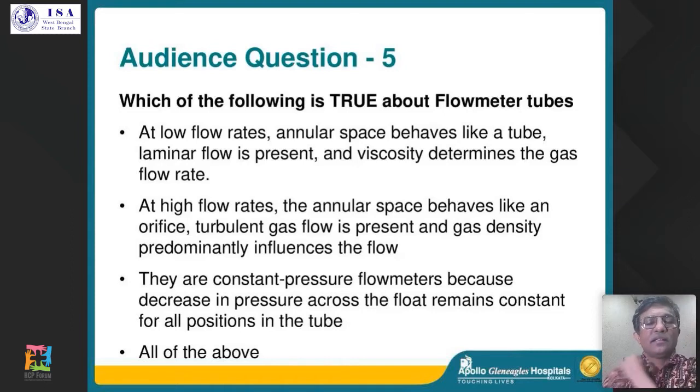So about flowmeters, at low flow rates, is it a laminar flow, viscosity determining the gas flow? At high flow rate, it behaves like an orifice, the annular space. It's a turbulent gas flow and gas density predominantly influences. Is it a constant pressure flowmeter, or do you think all the above statements are correct?